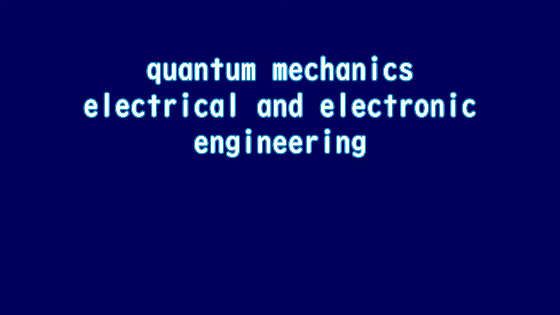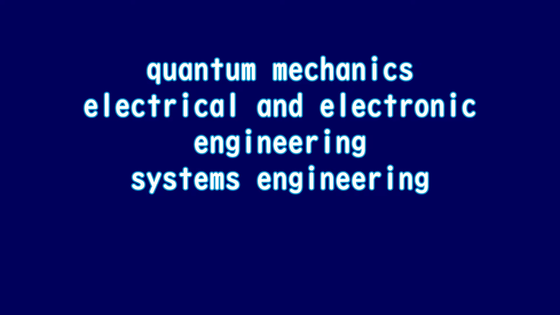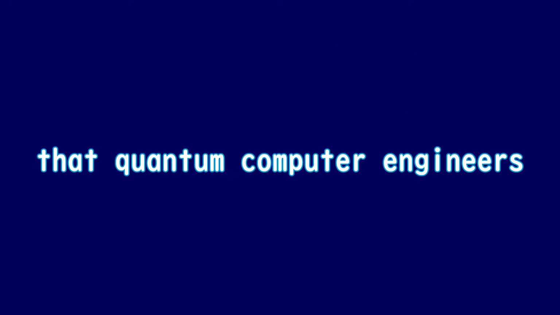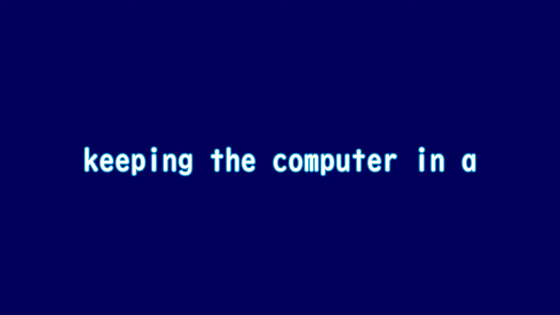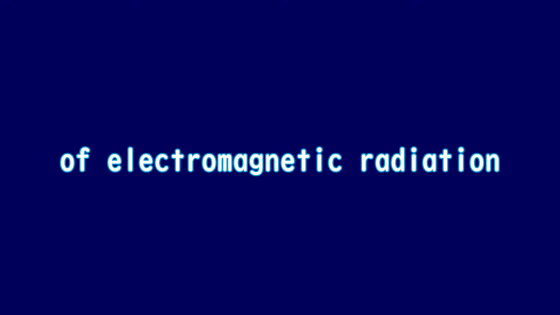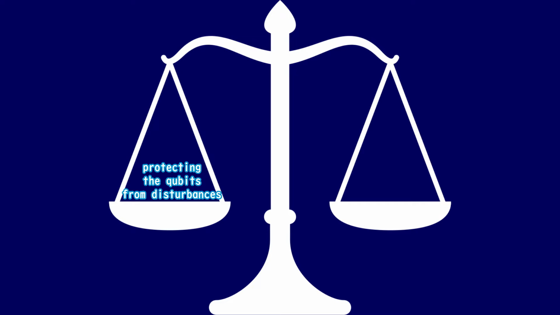Quantum computing engineers, in short, deal with the quantum mechanics, electrical and electronic engineering systems, engineering, and computer science of quantum computers. There are a lot of factors that quantum computer engineers need to worry about because quantum computers are extremely sensitive to environmental disturbances, such as supercooling the computer or keeping the computer in a controlled environment. These engineers also need to worry about controlling the qubit to perform logical functions, usually through a finely tuned pulse of electromagnetic radiation. However, as mentioned before, quantum computers are extremely sensitive, so engineers have to balance between protecting the qubits from disturbances and manipulating them for calculations.